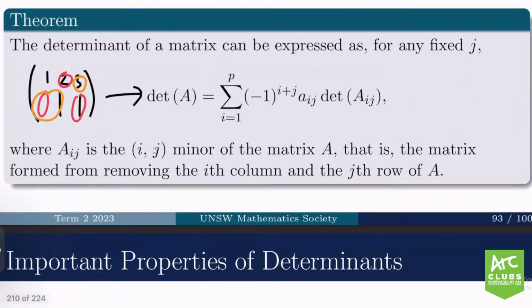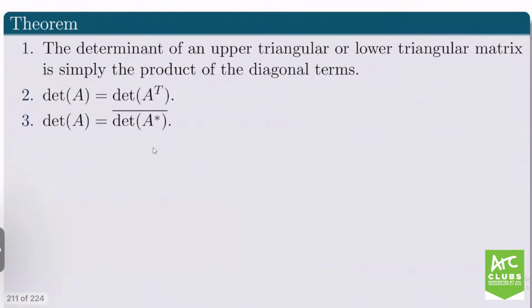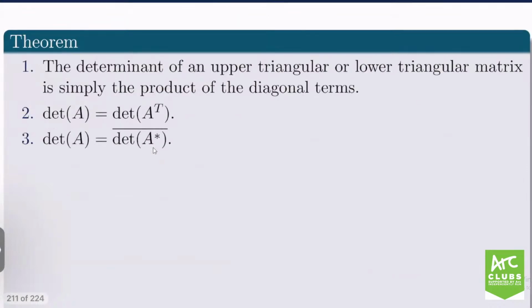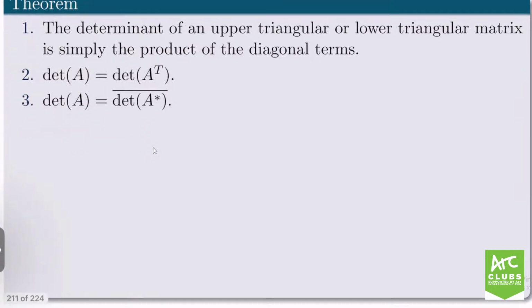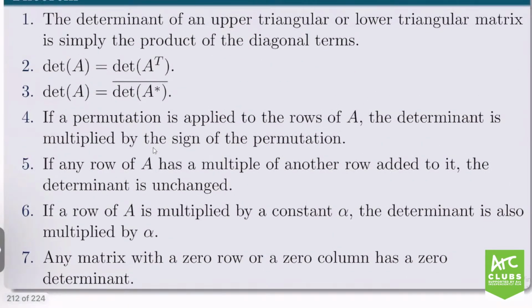Again, this is not the most useful method to calculate determinants. Really, the most useful method to calculate determinants will be using this property. The determinant of an upper triangular or lower triangular matrix is the product of the diagonal terms. So if I have upper triangular or lower triangular, I just need to take the product of the diagonal. The reason why that's useful is because if I add a multiple of another row to one row, or vice versa for columns, the determinant is unchanged.